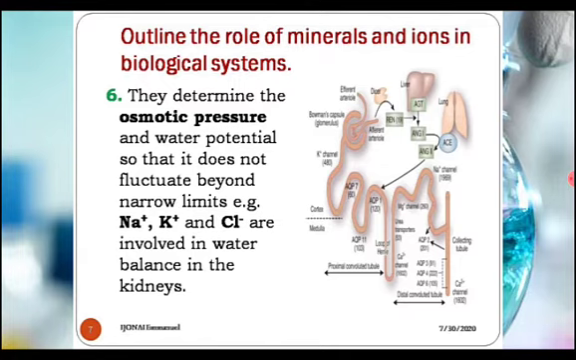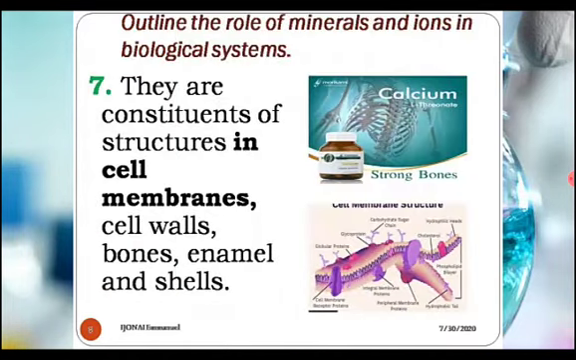For example, sodium ions, potassium ions, and chloride ions are involved in water balance in the kidneys. You know very well that in the kidney nephron there is always a reabsorption of water. Yes, the quantity of water lost and the amount of water retained in the body must be able to serve the purpose in the body. So therefore, the kidney has to regulate how much water is lost through urine and how much water is retained in the body. So in that mechanism, sodium, potassium, and chloride ions play a very important role, as you saw in homeostasis.